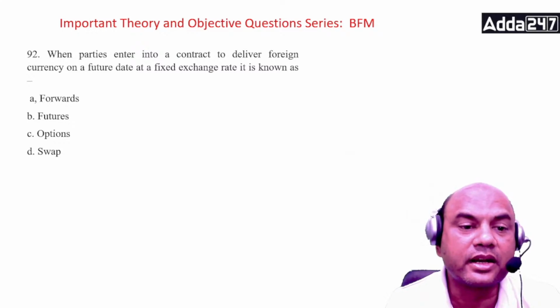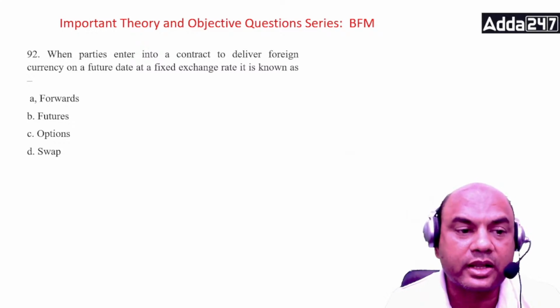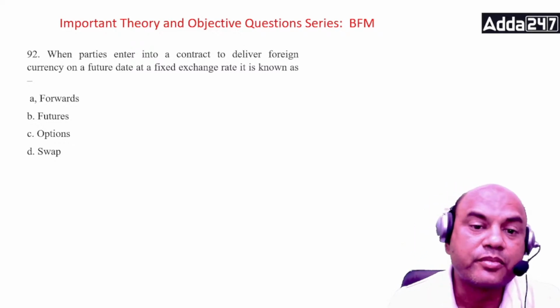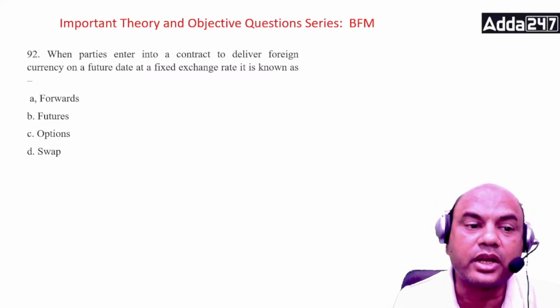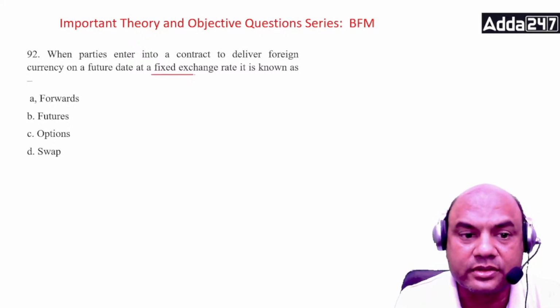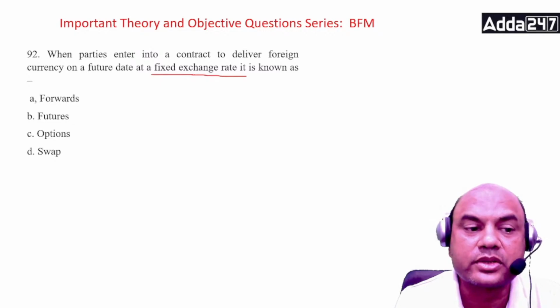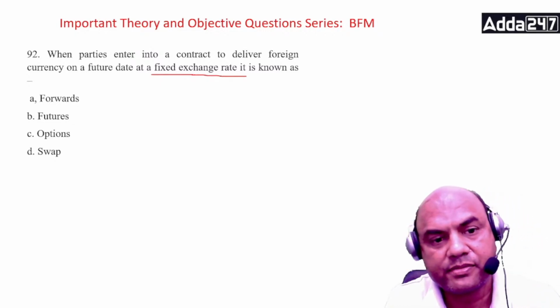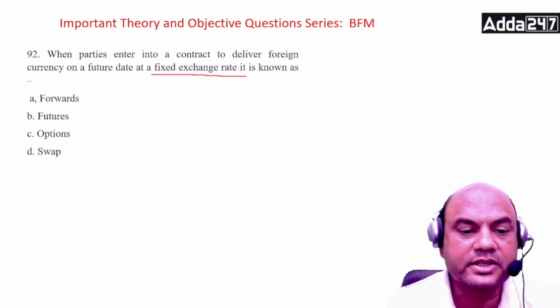When parties enter into a contract to deliver foreign currency on a future date at a fixed exchange rate, it is known as what? Forward, future, options or swaps. What is it called?